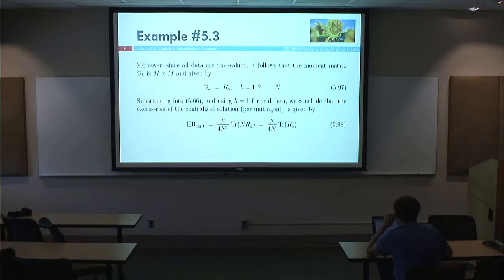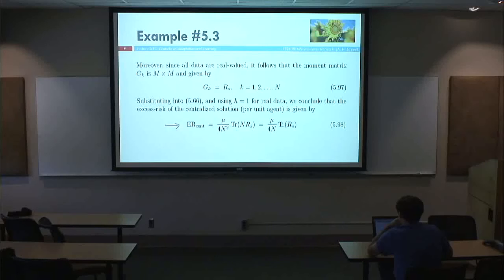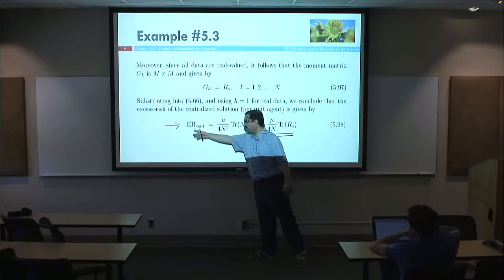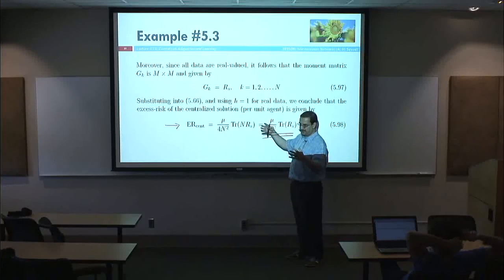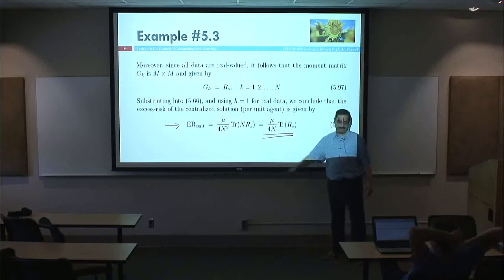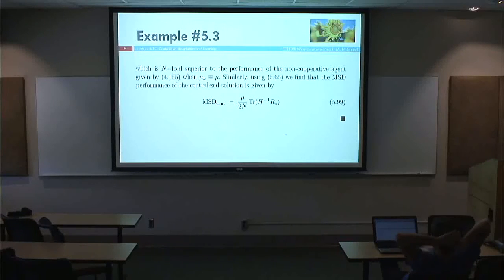Okay, very good. And then if you go back to your expressions and you substitute your R_s, you will find that the excess risk is given by this expression. Just go back and substitute this. So this is just an example to illustrate the expression for the excess risk of the centralized solution. This is the case of real data, so you don't have extended covariance. It's only R_s. If you go back to the expressions, this is what you will get. And if you are interested in the MSD, you can also get it.